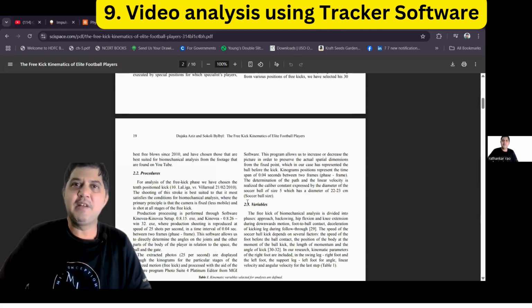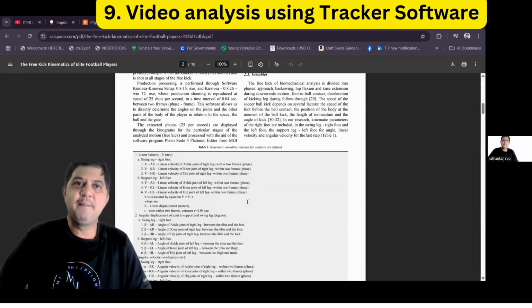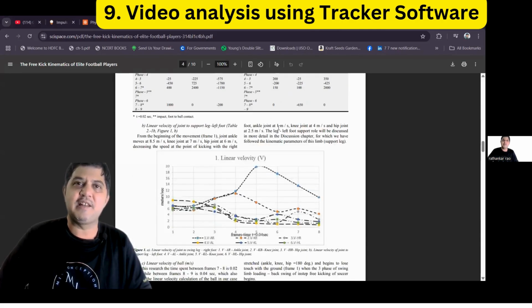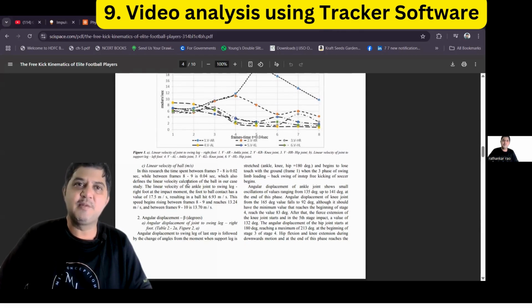In one of the articles, he very clearly says that the time taken to hit is seen to be around 0.04 seconds. In the research, the time between frames 7 and 8 is 0.02 seconds, while between 8 and 9 is 0.04 seconds. From there, he calculates the linear velocity and so on. Such kinds of things you can always do to conduct research.